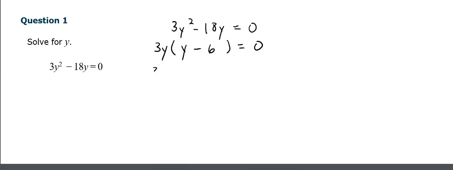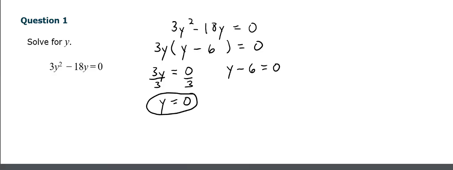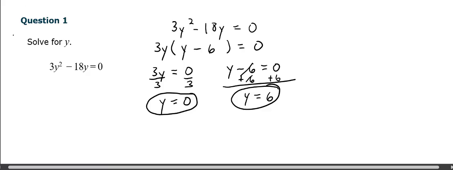So now we set each factor to 0 and solve for y. So 3y equals 0, we would divide both sides by 3. And remember that 0 over anything except for 0 itself is 0. So one of our solutions is y equals 0. And for the second one, we're going to isolate y by adding 6 to both sides. So our second solution is y equals 6.